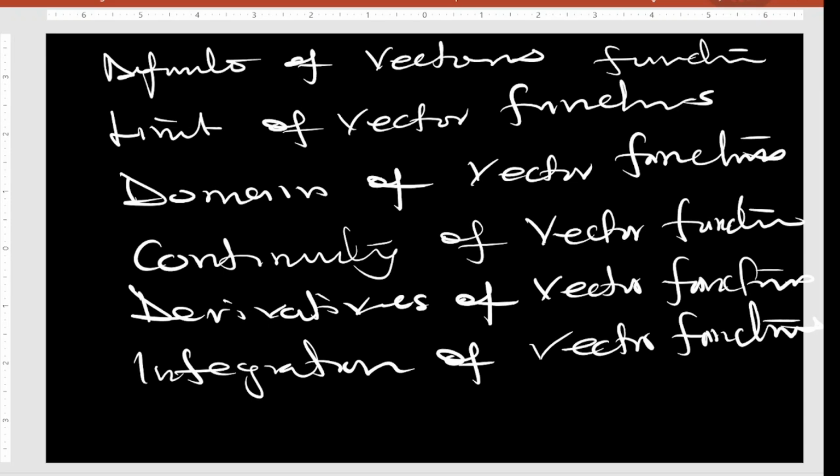See you in Unit 2, where we shall be looking at the application of the derivatives of vector functions.